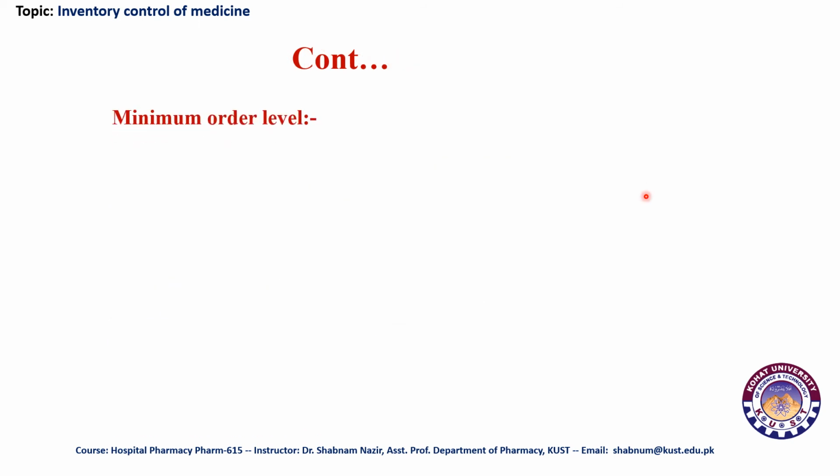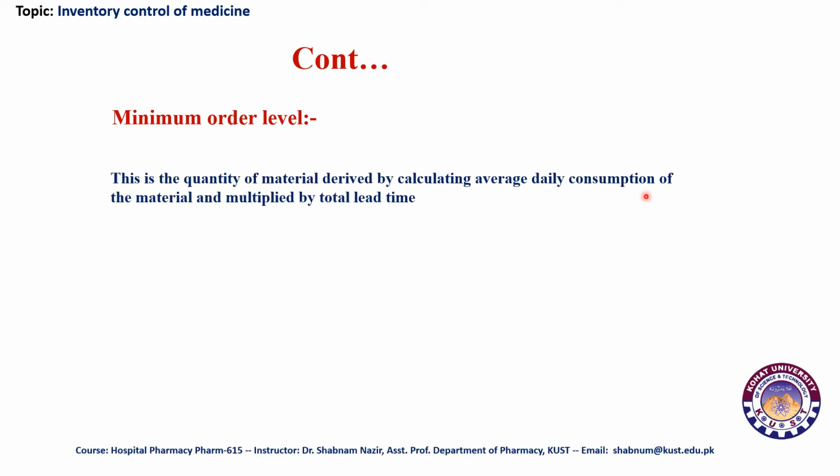So, minimum order level. Now what is that? This is the quantity of material derived by calculating average daily consumption of material and multiplied by total lead time. I repeat again. First of all, we discussed that in case of this two-bin system, we are not ordering drugs in a specific way, but we order in a predetermined way, and for that we need to calculate a predetermined level when we have to order the thing.